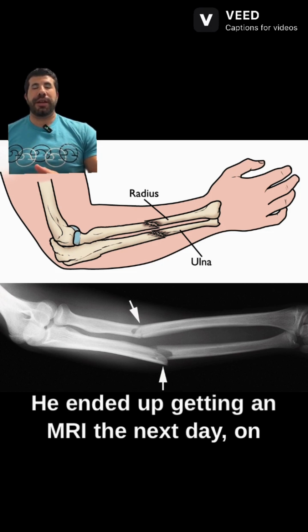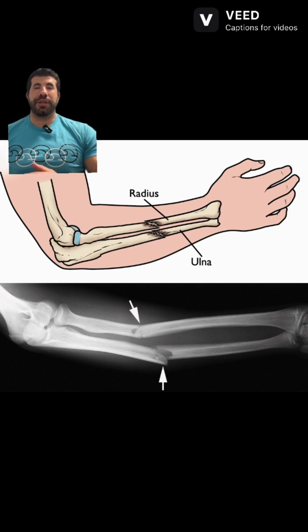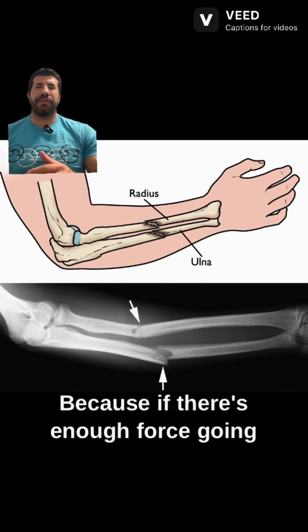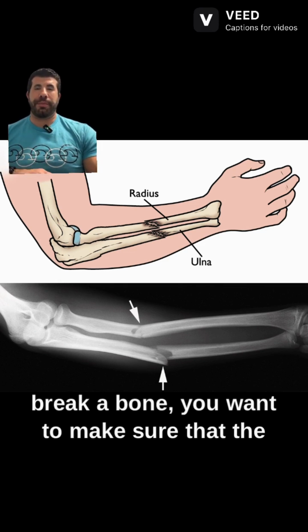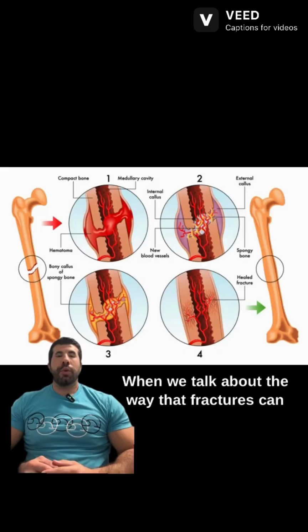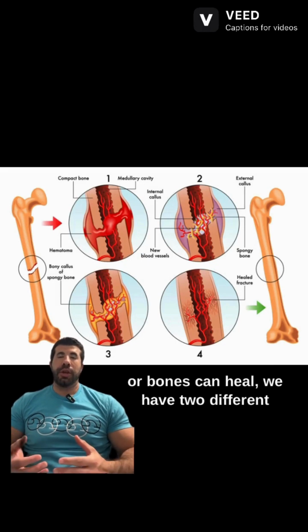He ended up getting an MRI the next day on Monday just to make sure that there was no ligament damage up by the elbow or down by the wrist, just to be sure, because if there's enough force going through his forearm to break a bone, you want to make sure that the joints and the ligaments aren't affected as well.